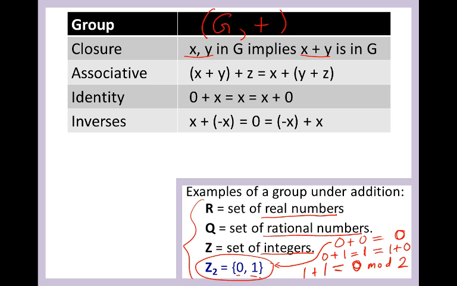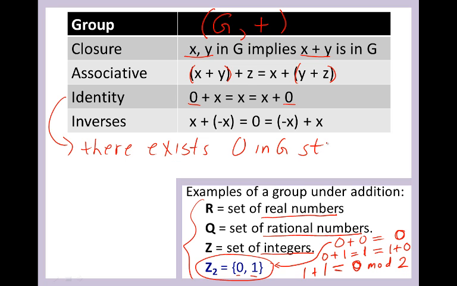To be a group, I also need the associative property. I also need an additive identity. So there exists an element, which we will denote by 0, in G, such that when I add it to any other element in G, I get back that same element. So 0 plus x is the same thing as x, which is the same thing as x plus 0.